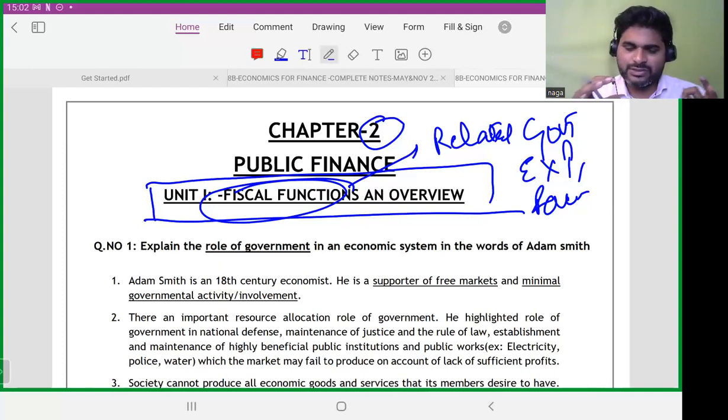So with this, we are summarizing chapter 2, unit 1, fiscal functions and overview. In the next class, we will be covering chapter 2, unit 2, market failure. Very interesting. We have briefly touched upon market failure in this class also.